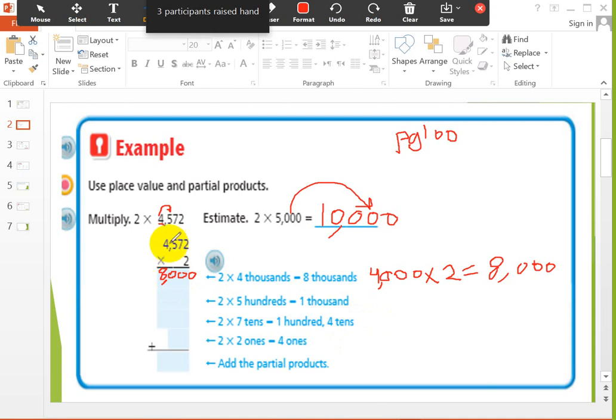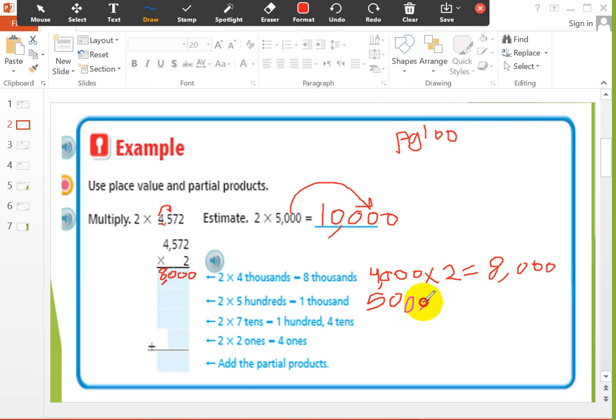Now, after that, I want to multiply the number 2 with the hundredths digit. The hundredths digit equals 5. What is the value of this number? 5 what? Thank you, Rina. That's right. 5 hundreds, because I have to multiply 5 with 100. So it will be 500. Thank you, Zain. Thank you, Kinda.